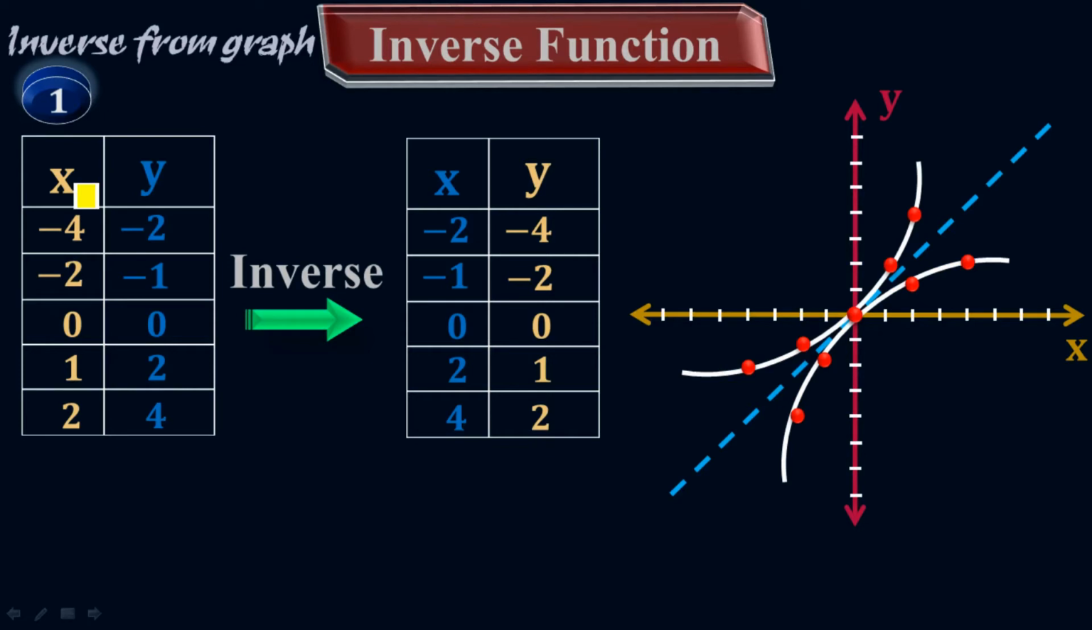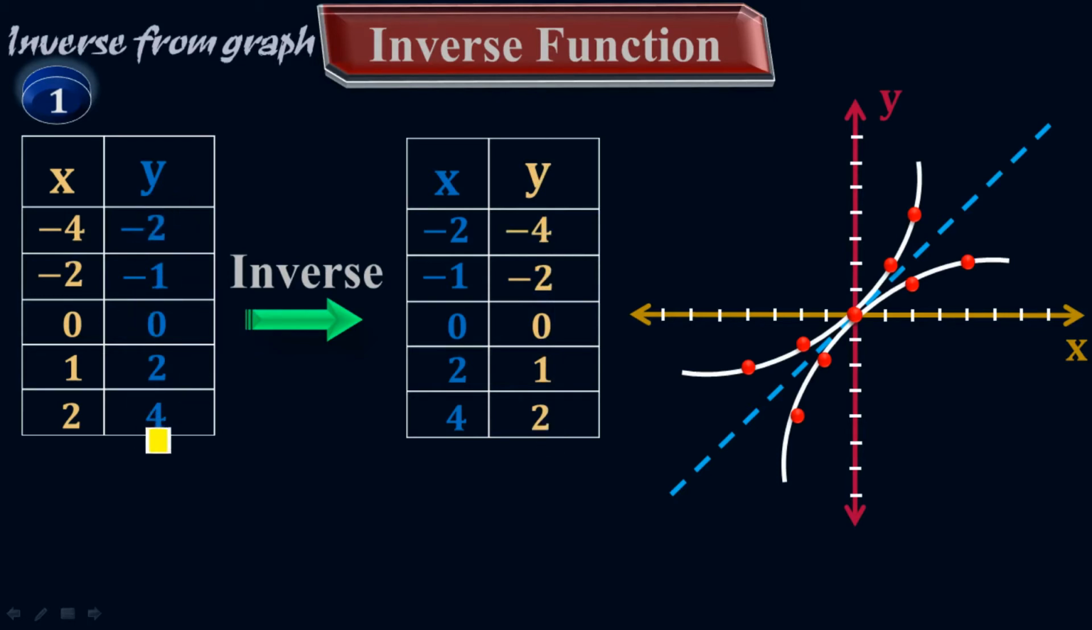Look, as we have discussed in the introduction, for the inverse function, the x values become the y values and the y values become the x values. So here my x values are -4, -2, 0, 1, 2. But for the inverse function, these x values become the y values for the inverse: -4, -2, 0, 1, and 2.